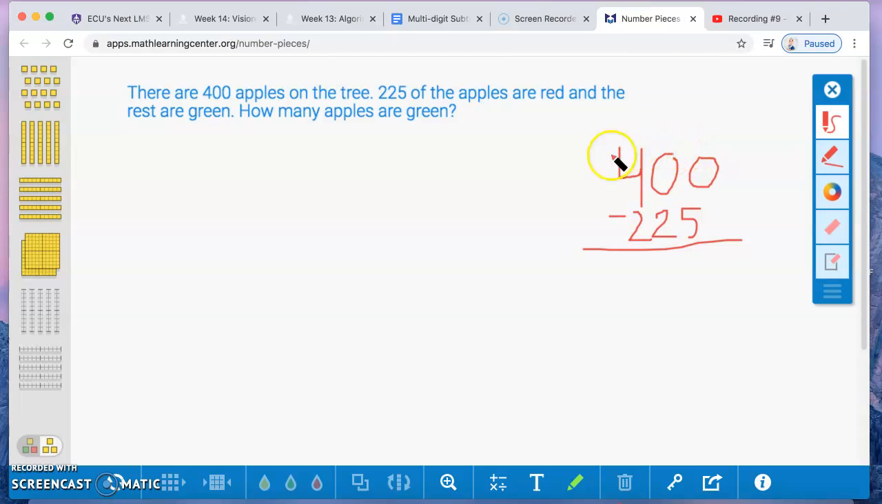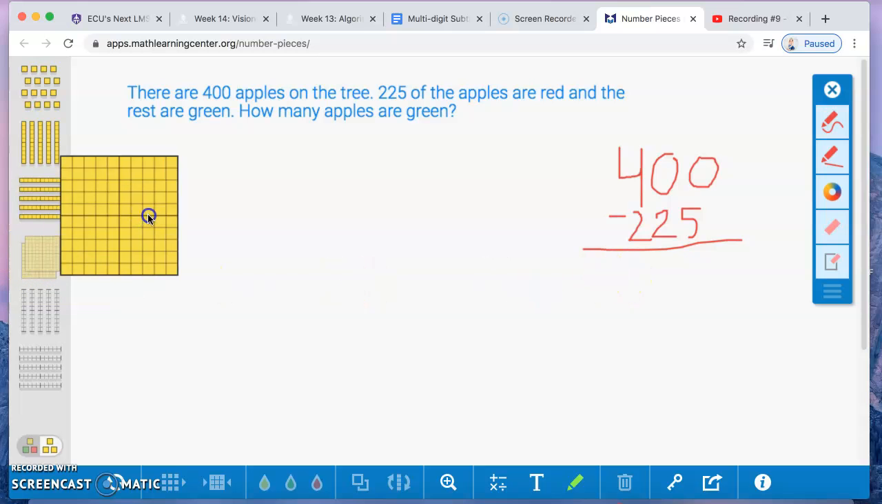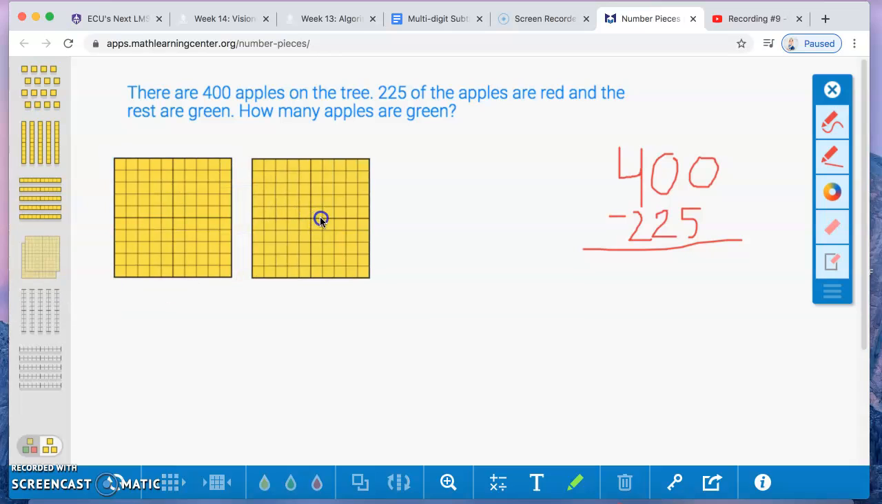So we know that we have to start with 400 apples total because that's how many are on the tree. In order to find out how many of the apples are green, we need to take away the 225 red apples, and that will give us how many apples are green. So we want to start with 4 hundreds frames.